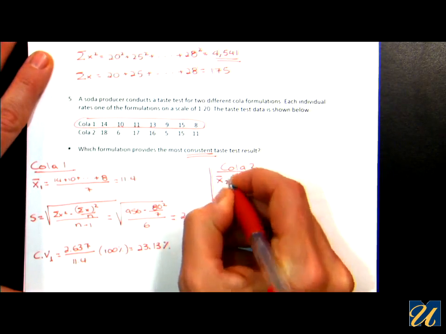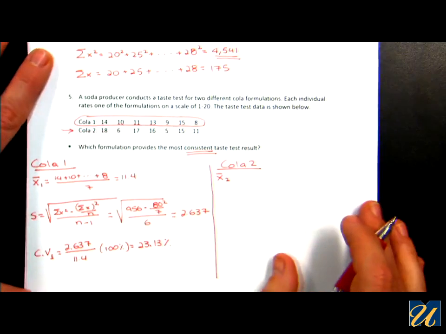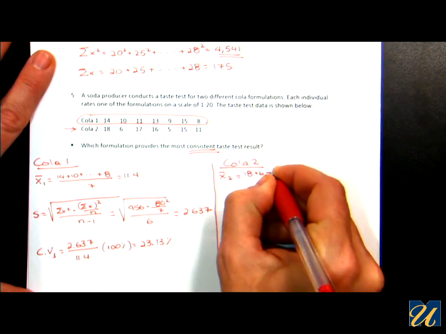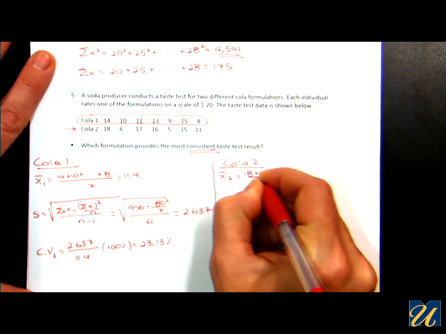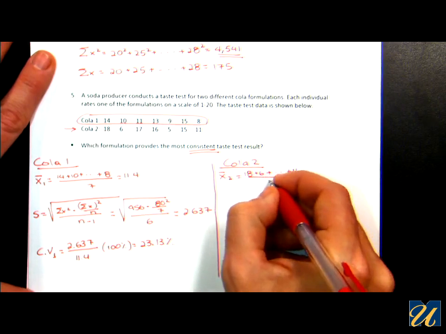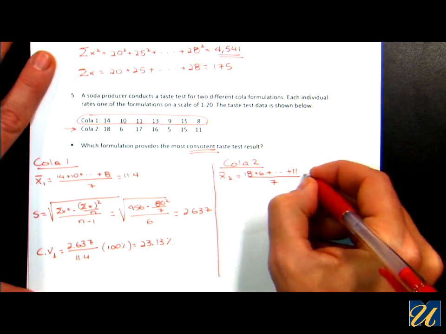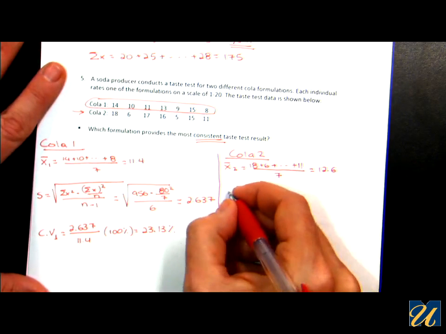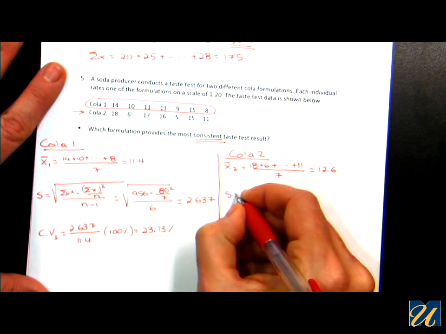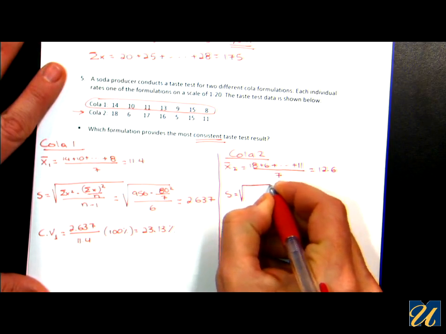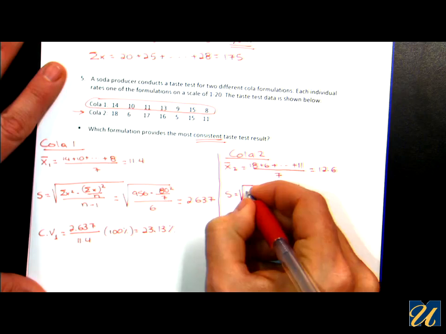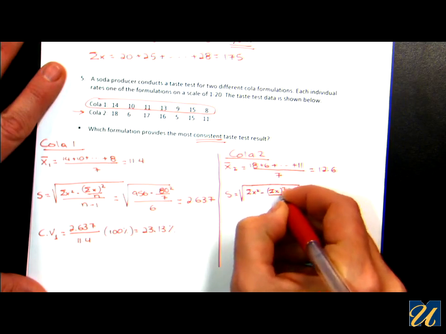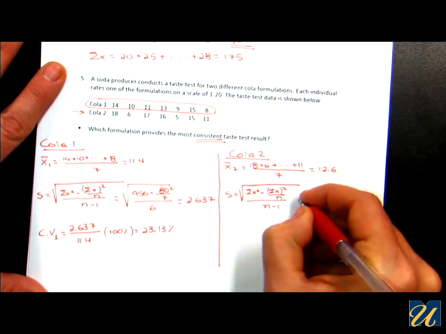X bar for the second set of data, cola 2 right here. We add them all, 18 plus 6 plus 11, divided by 7. 7 is the number of entries we have. This is going to be 12.6. To find the standard deviation, I need to take the square root of the variance. To find the variance, once again, I need to take the sum of the squared entries minus the sum of the entries squared over n, and all of that over n minus 1.